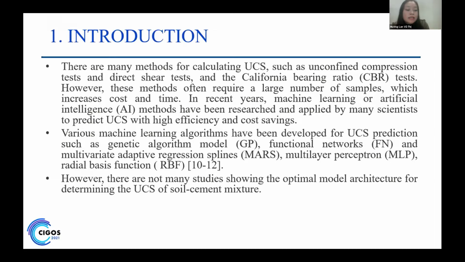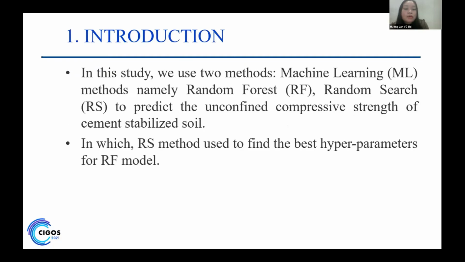Various machine learning algorithms have been developed for UCS prediction, such as genetic algorithm, functional networks, multivariate adaptive regression splines, multi-layer perceptron, and radial basis function. However, there are not many studies showing the optimal model architecture for determining the UCS of the soil cement mixture. In this study, we use two methods, namely random forest (RF) and random search (RS), to predict the unconfined compressive strength of the cement stabilized soil, in which the RS method is used to find the best hyperparameters for the RF model.